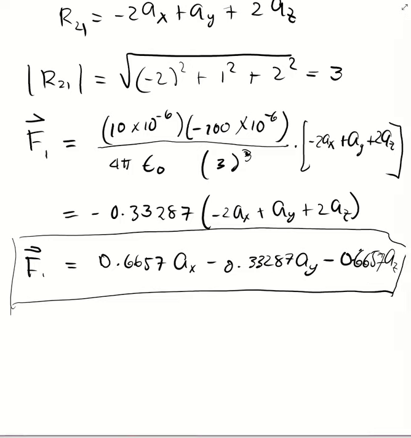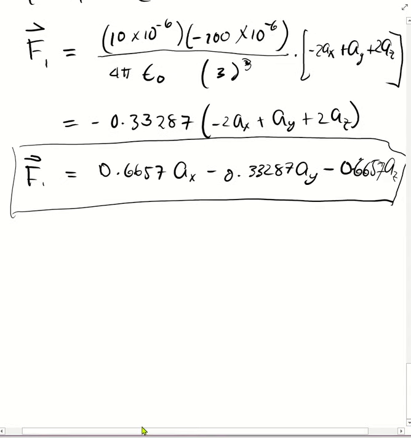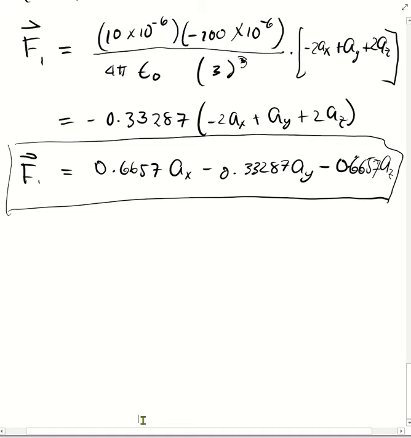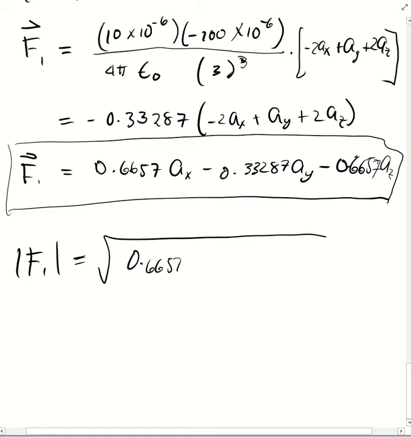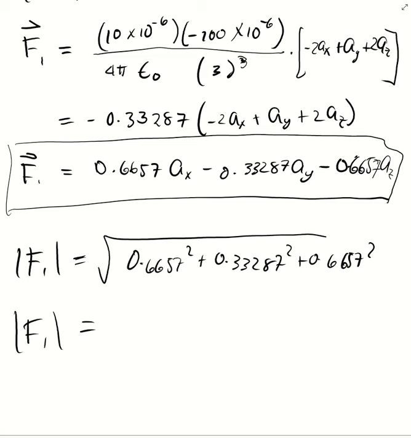Now, most of the time we don't want that force in vector form. We want to determine the magnitude of that vector. So if you want to determine the magnitude F1, this will be equal to the square root of those components, the square root of 0.6657 squared plus 0.33287 squared plus 0.6657 squared.